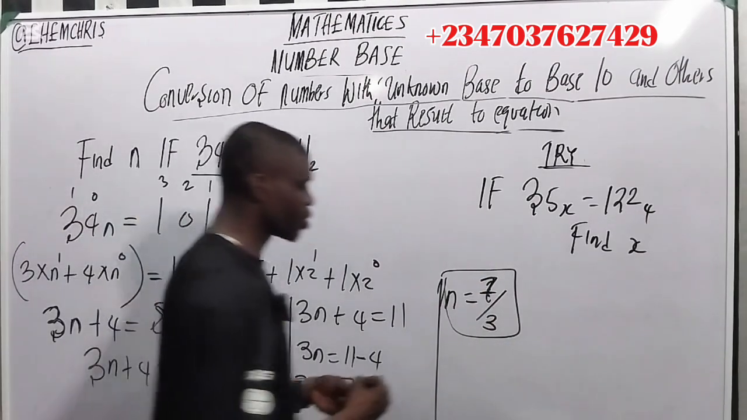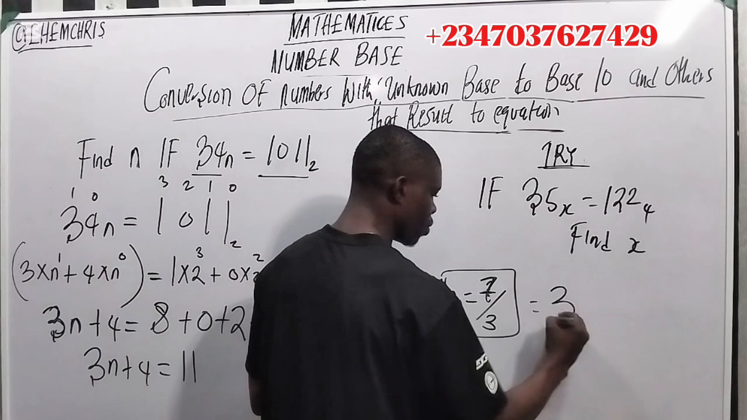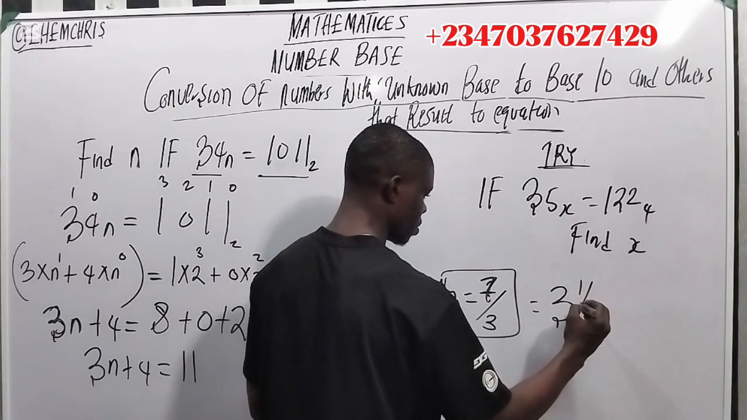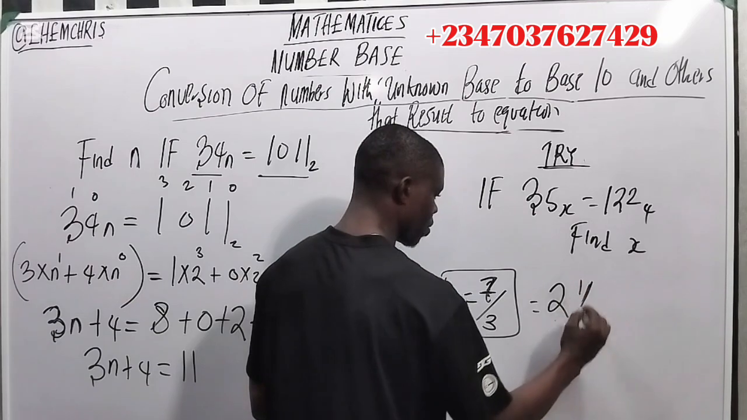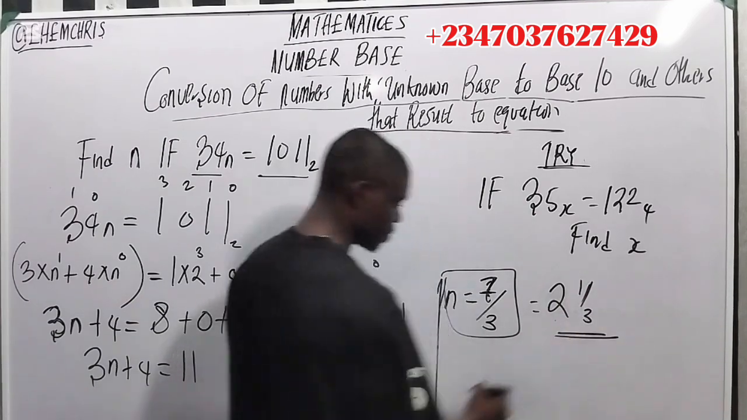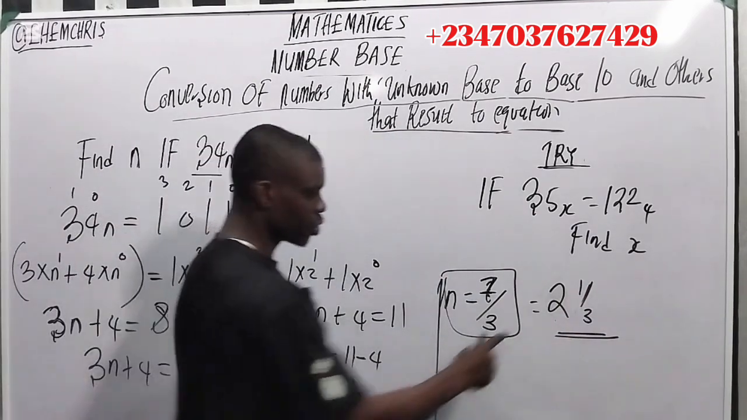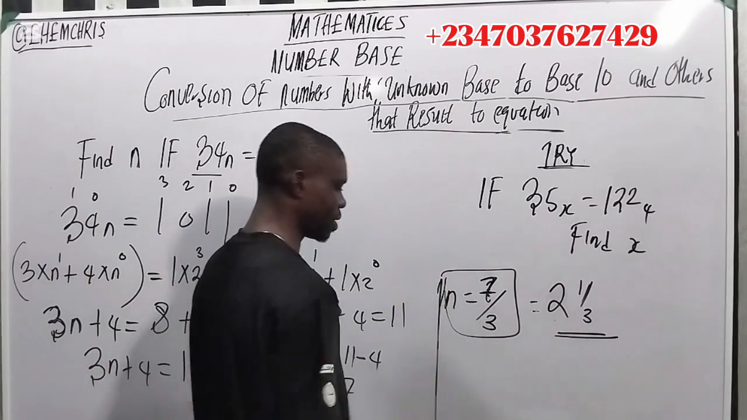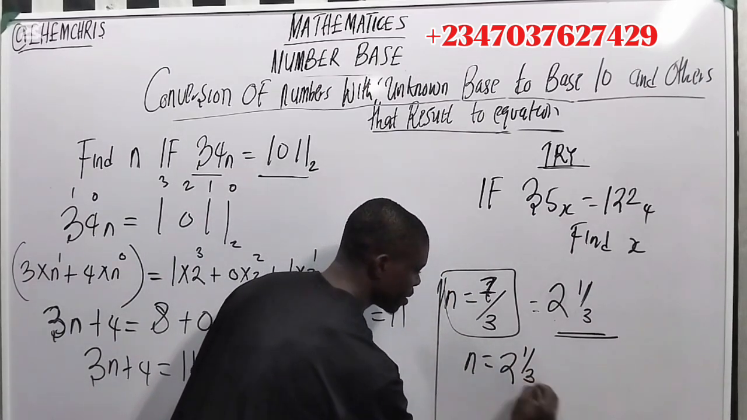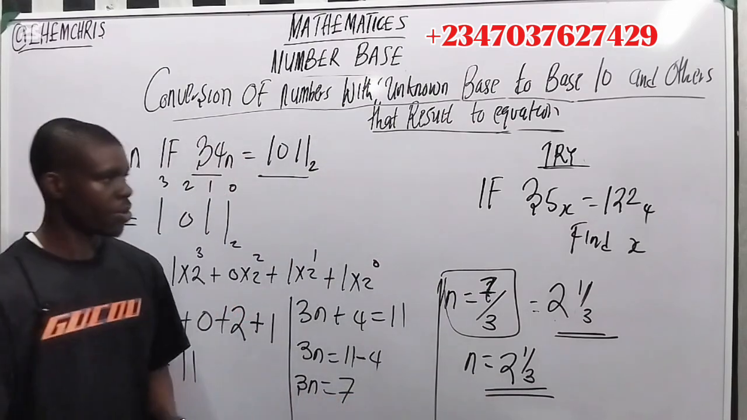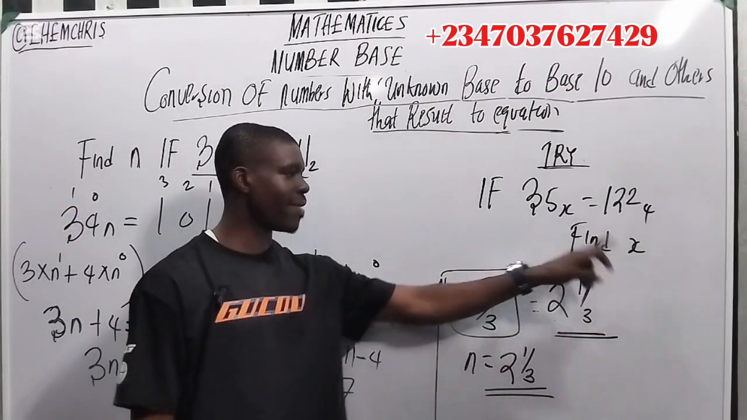Which is going to be 2 whole number 1 over 3. That is it. Because 2 times 3 is 6, plus 1 is 7. So my n equals 2 and 1 over 3. That is the answer here, right? So you go ahead and find x from here.